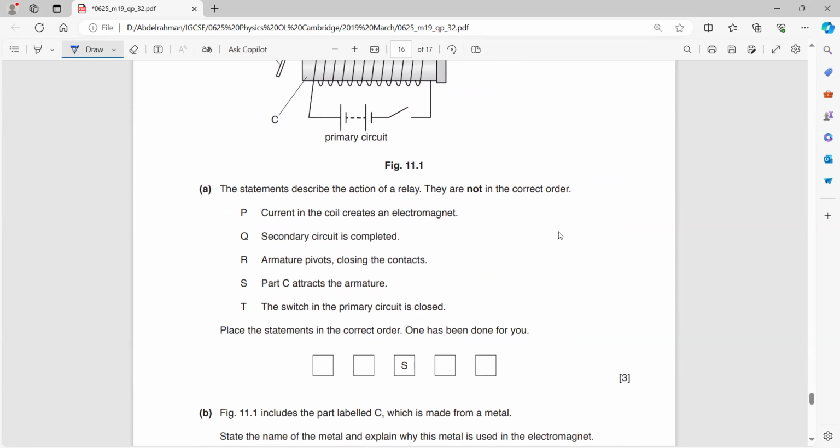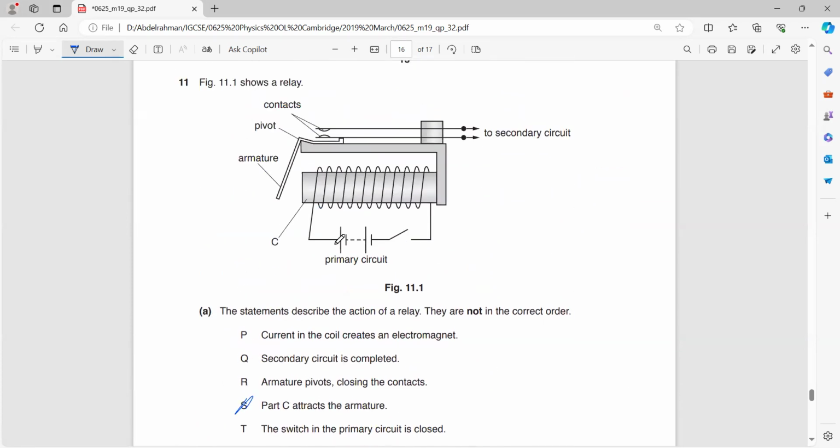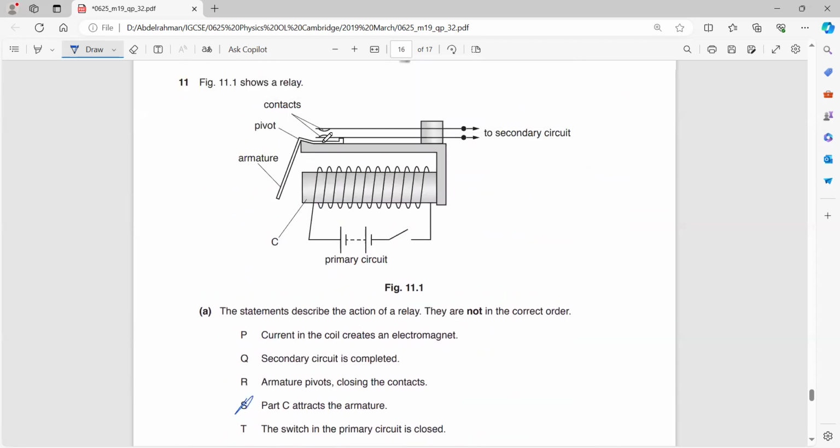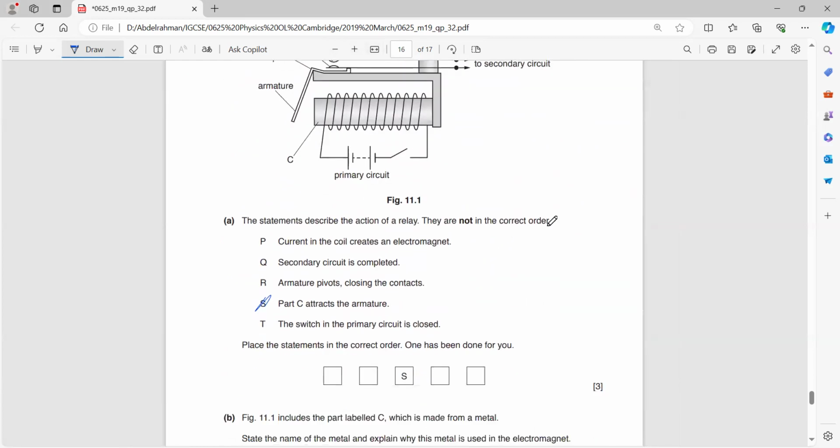He wrote down S. Part C, attract the armature. Initially, how should I switch it on? How should I switch this relay on? I can zoom out. What do you think?